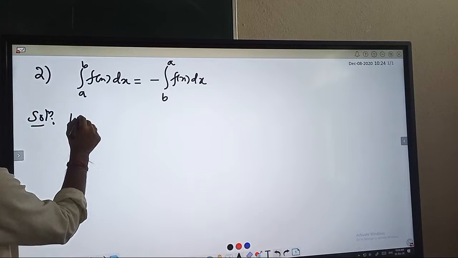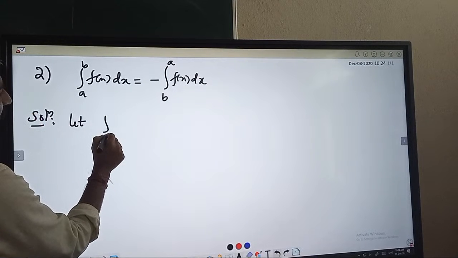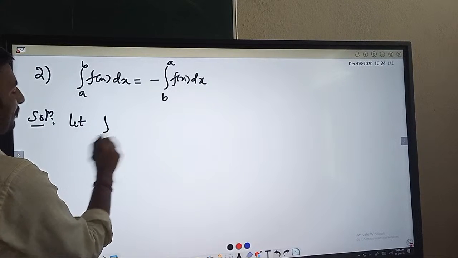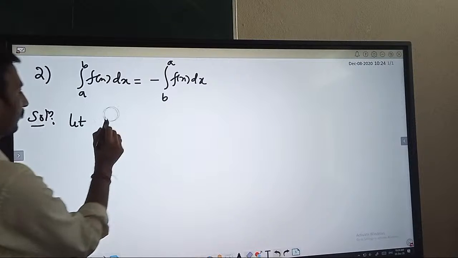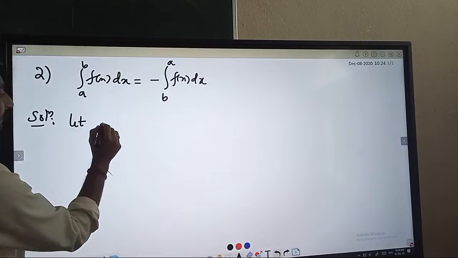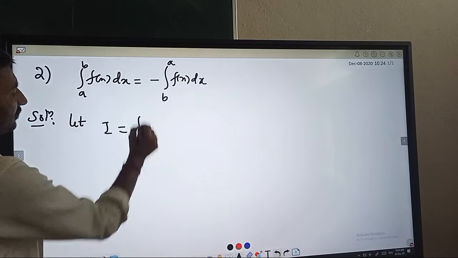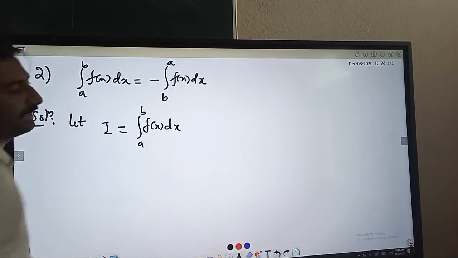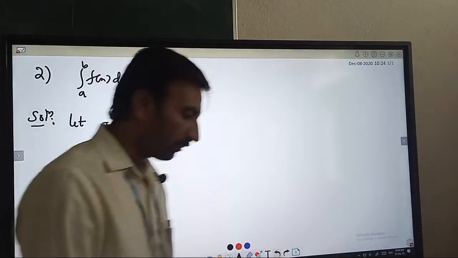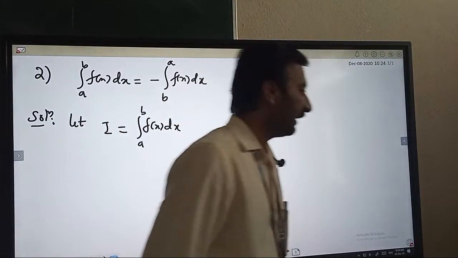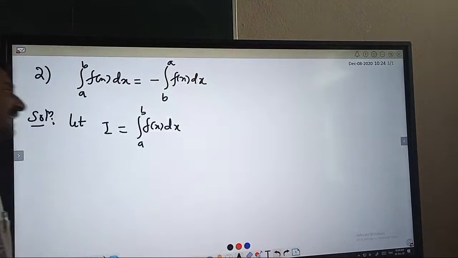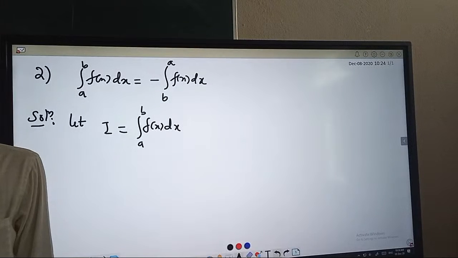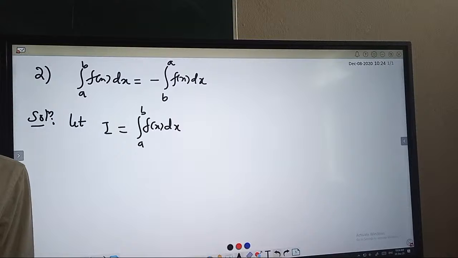Let us take I equal to integration from a to b f of x dx. Here specifically we don't do any modifications. Simply we go with the definition of the definite integral.